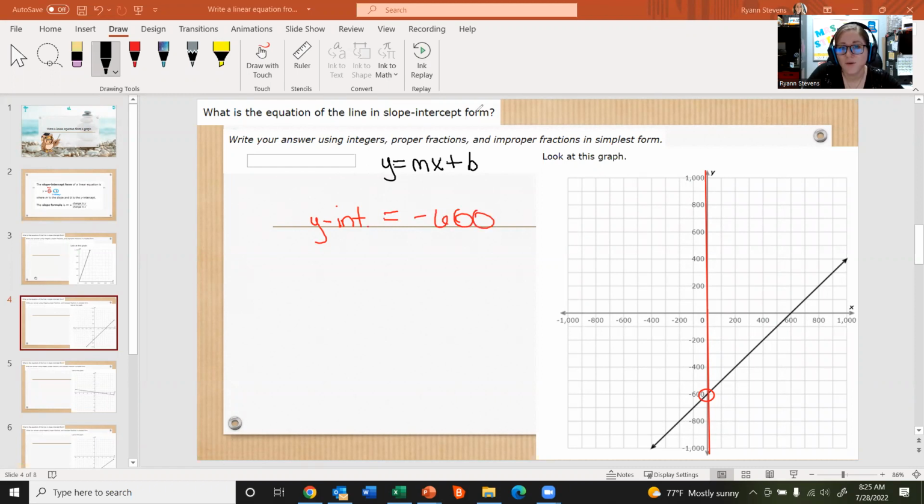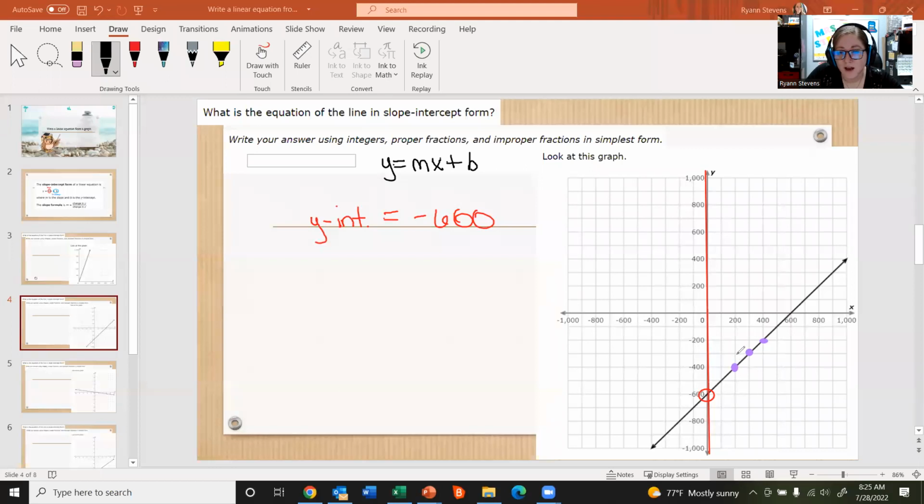And then for my slope, I'm going to look at two points to decide what my slope is. So I'm just going to put a point right here, and then a point right about here. Actually, I could put one right here. There's a couple of points that I could use, and any one of those would be fine. So we're going to count.